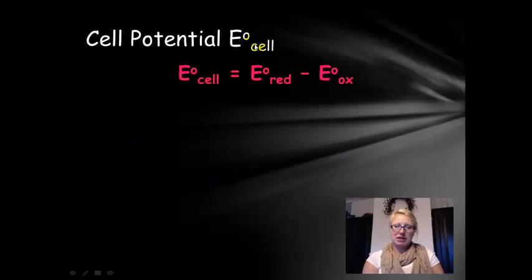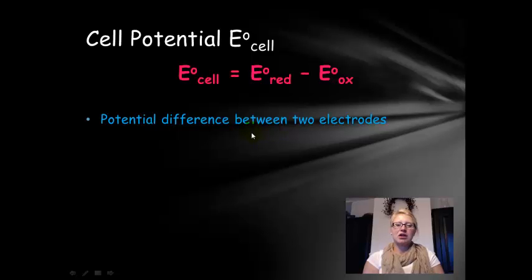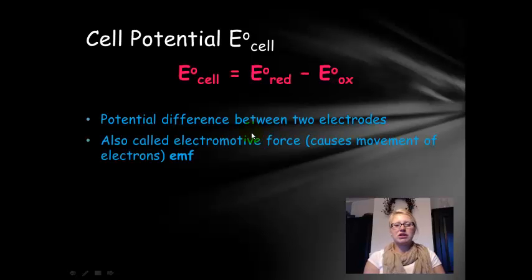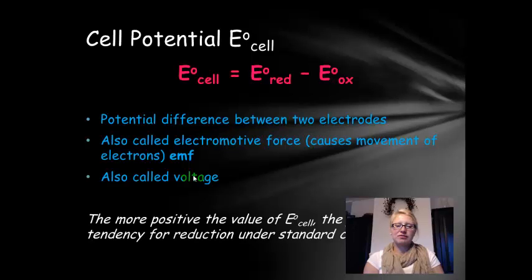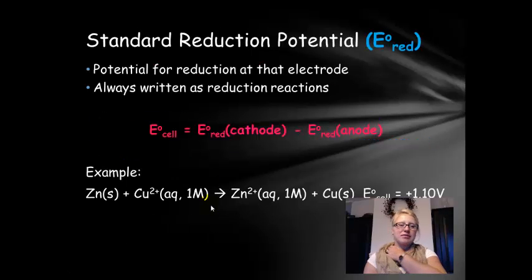So the cell potential, the E of the cell, or the voltage through a cell, is going to be equal to the potential at the reduction minus the potential at the oxidation. So it's the potential difference between two electrodes, and we also call this the electromotive force, which means that it causes the movement of electrons. Sometimes you might even hear it called the voltage. The more positive the value of E cell, the greater the tendency for reduction under standard conditions.